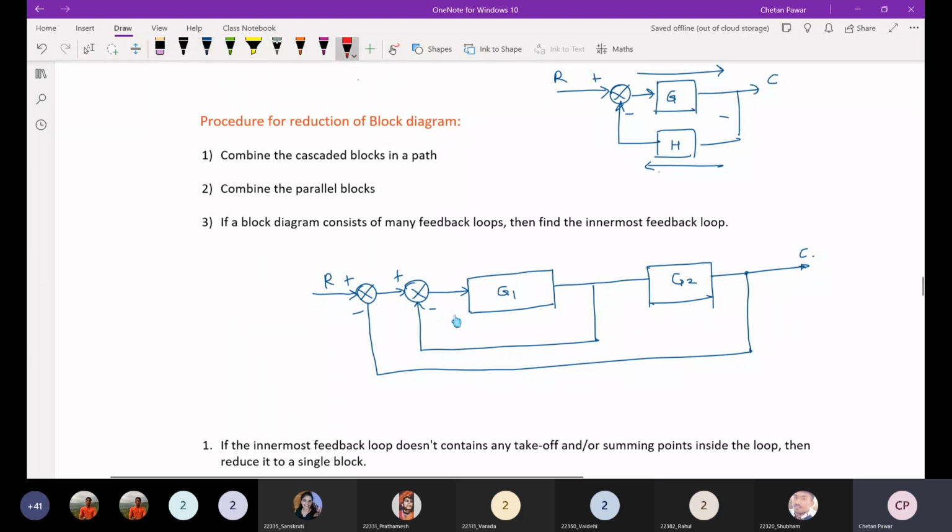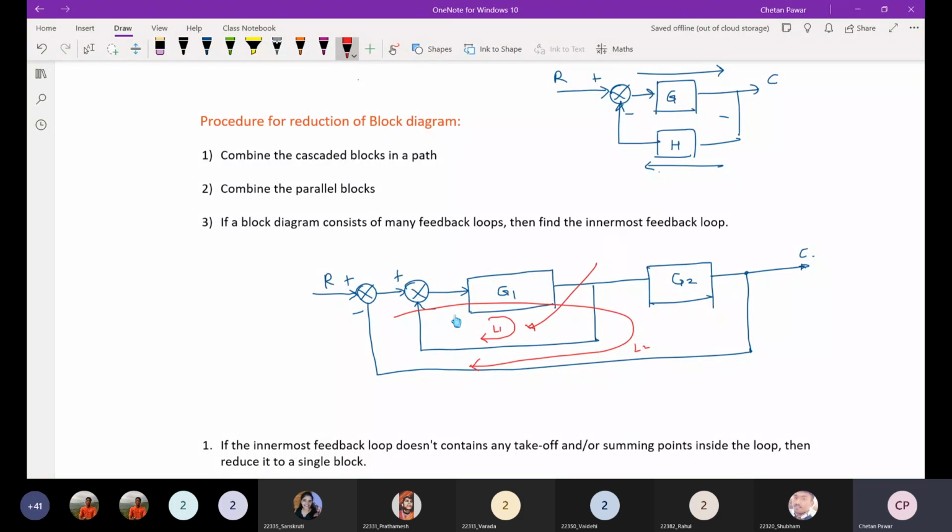Okay. So now if we see this block diagram, there are two closed loops. The first one is this. This is loop number 1. And this second one is this, this overall loop. Now, what they are suggesting: if the block diagram consists of many feedback loops, then find the innermost feedback loop. So the loop number 1 is the innermost feedback loop.